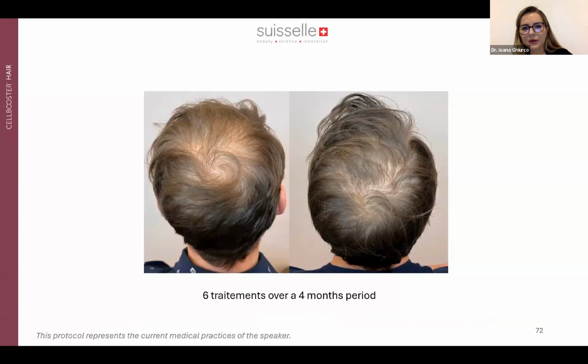This is another good example of what we can obtain by utilizing CELLBOOSTER hair treatments. This is my patient after 6 treatments that I conducted over a period of 4 months. We can see improvement in everything: hair density, hair pigmentation, shininess, structure, everything is better. Next slide, please.